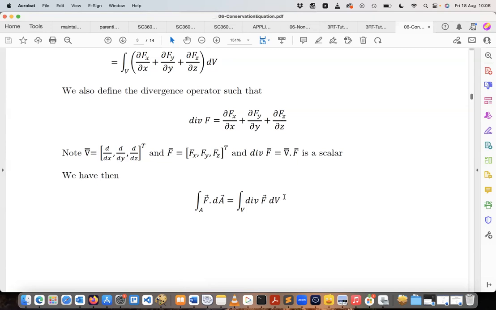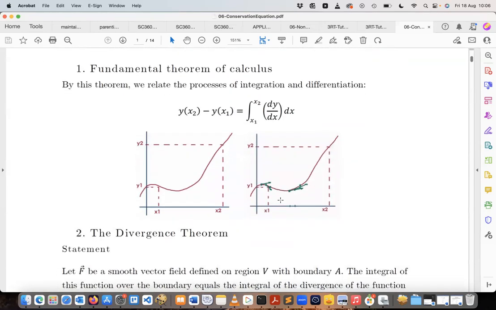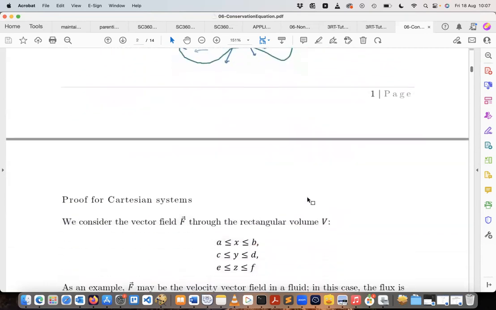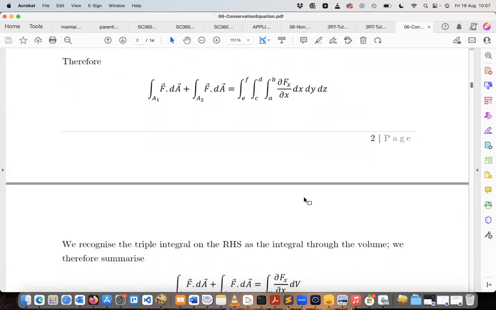And again, this is nothing but the high dimensional form of the fundamental theorem of calculus. So in first year, you met the fundamental theorem. In this case, you had the line integral of the derivative. And if you look here, that's exactly what we did.